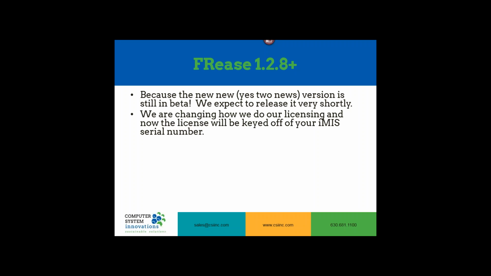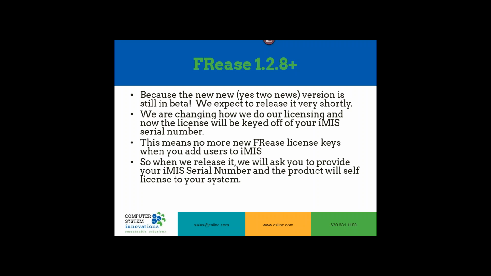And the reason we're doing that is right now, when you add users to your iMIS database, you need a new serial number for our product. So instead of licensing off your number of users as well as the name of your organization, we're going to key off your iMIS serial number in the future. So when that comes out, we're going to ask for that. And then once you give us that serial number, our new system is going to self-license so that when you log in, it's going to call CSI and say, hey, do they have Freeze for this serial number? It's going to say yes, and it's going to automatically put the license key in.